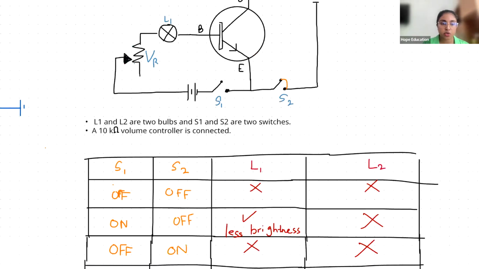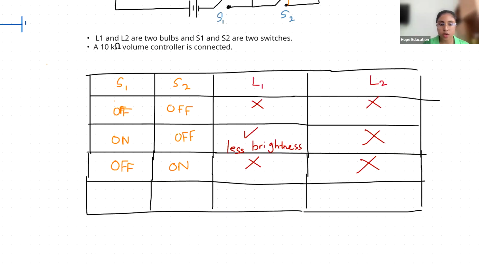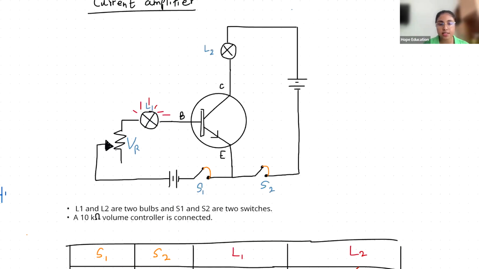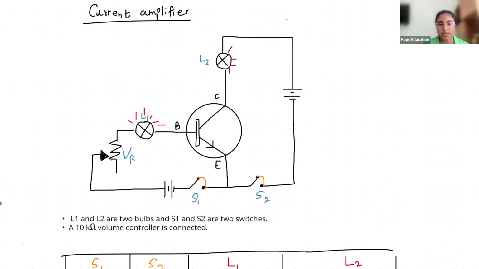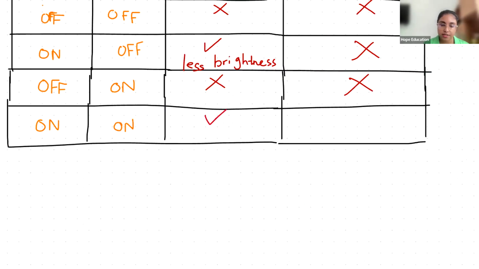But let's go to the second one. Then we turn both on. S1 on, S2 on. S1 on, S2 on. So then you can see that the L1 bulb will light up. I can see the L2 bulb also lights up. L1 will light up and L2 will light up, but L1's brightness is low. L2 will have a high brightness.